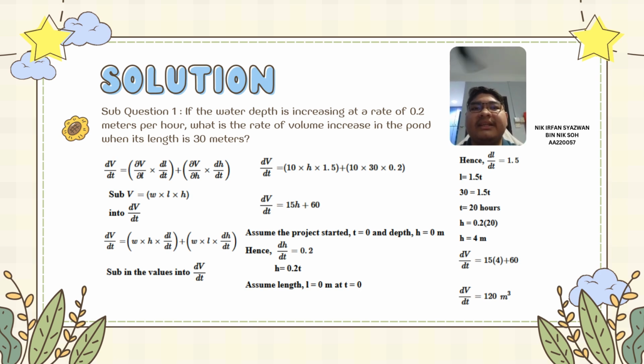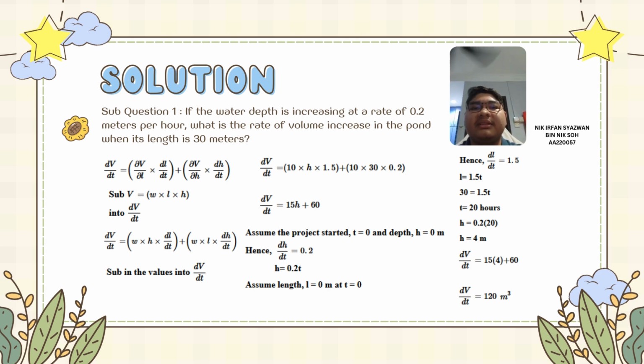In order to get h, we use L where the rate is 1.5 meters per hour and assume it started at 0. So at 20 hours, the depth h becomes 4 meters. We substitute the values and we get 120 cubic meters per hour.